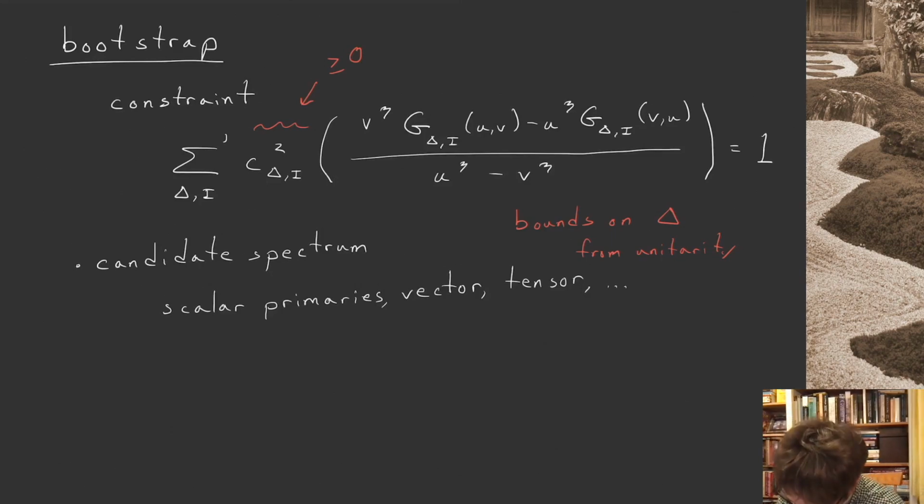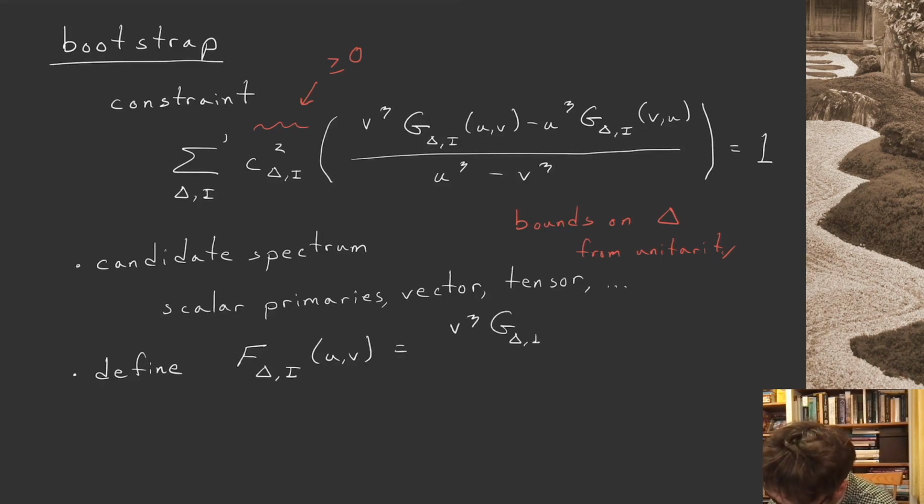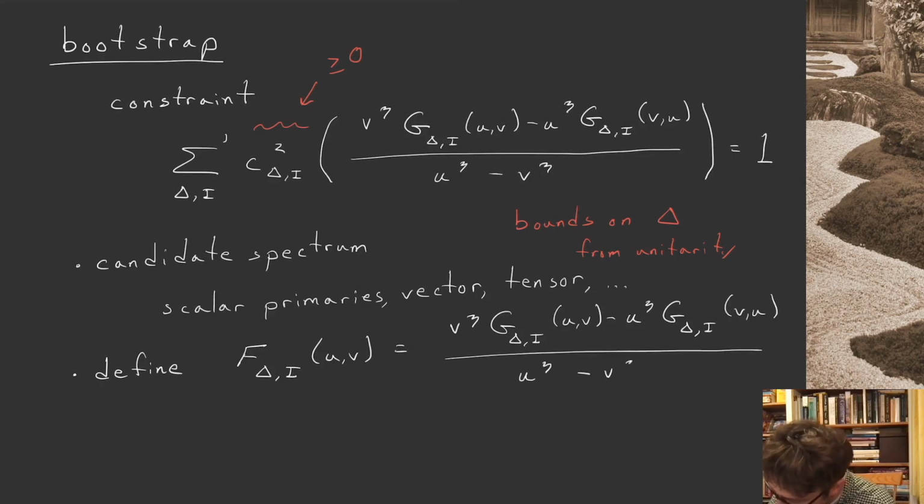Now we're going to define f delta I of u, v to be a term in this sum. So it's going to be this particular combination, v^eta g delta I of u and v minus the crossing symmetry piece with the u and v's exchanged, divided by this little bit from the identity operator that we had last time. We're going to define these objects, maybe you could call them partial waves.